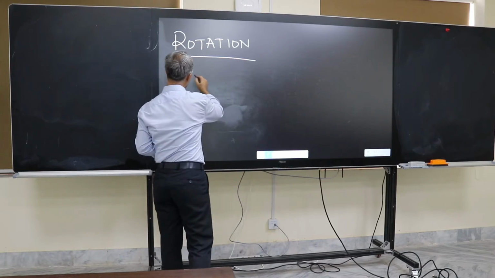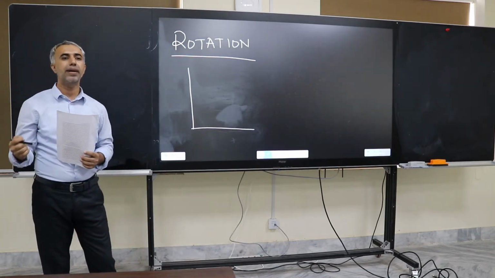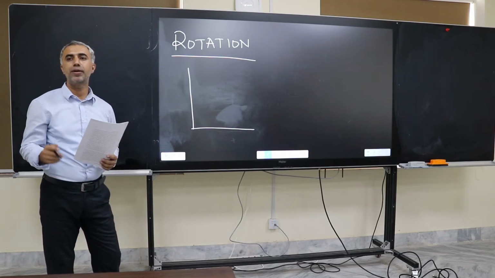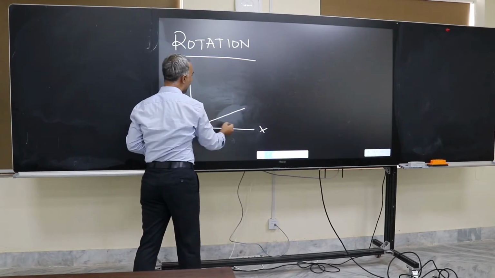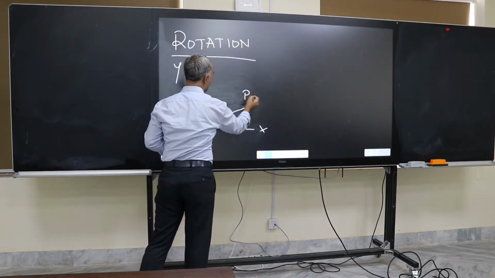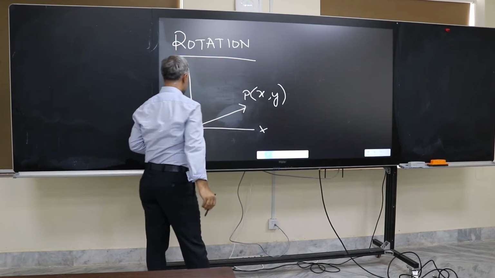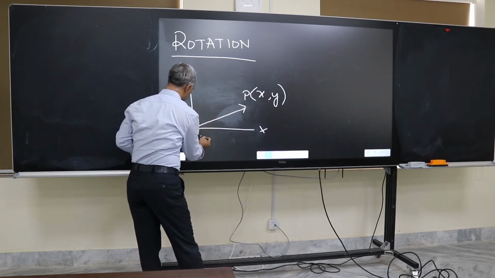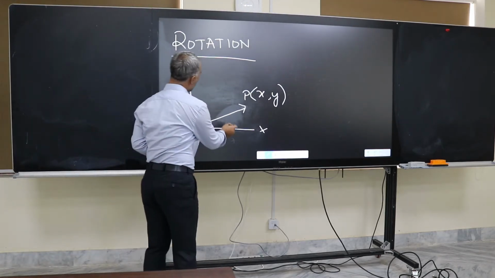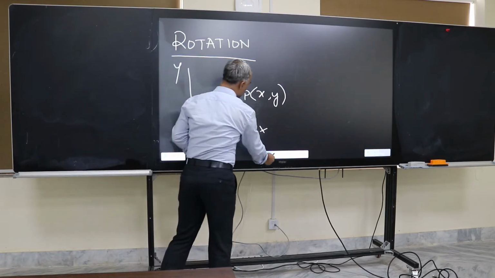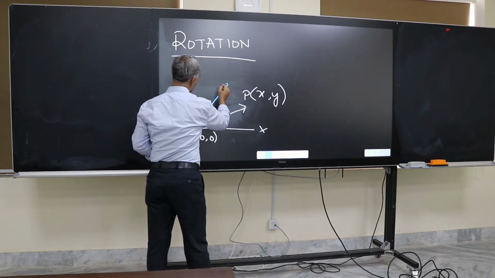So, in the rotation case, if you want to rotate some vector in the 2D domain, one is the x-axis, another is the y-axis, and there is a vector, and you can say the vector is having some point x, y. Of course, it is from the origin where coordinates are 0, 0. Now, we want to rotate this vector to its new position.